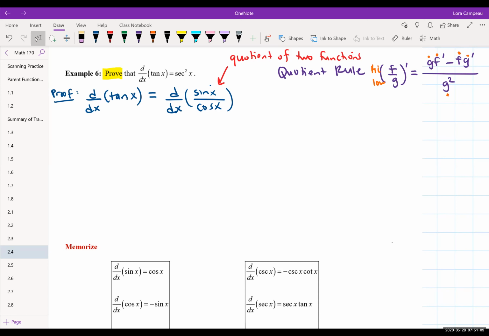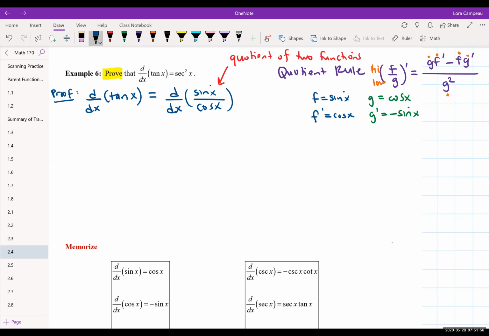And when we're trying to calculate the derivative, we're going to want to go through and label who's our f and who's our g. Just remember, the top function is always f. So in our case, our f is sine x. The denominator function is g. So in our case, it's cosine x. And then we're going to allow ourselves to calculate the derivatives. So we have f prime. The derivative of sine, as we just learned, is cosine x. And the derivative of cosine is negative sine x. Be really careful.